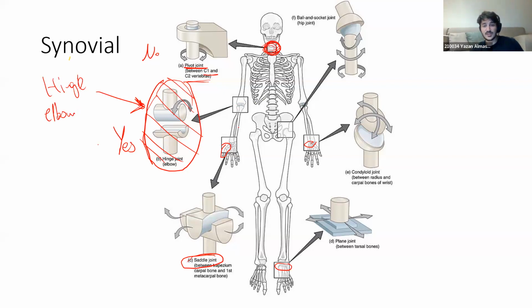Now, let's say, for example, they ask you, what type of joint allows for multi-axial movements?